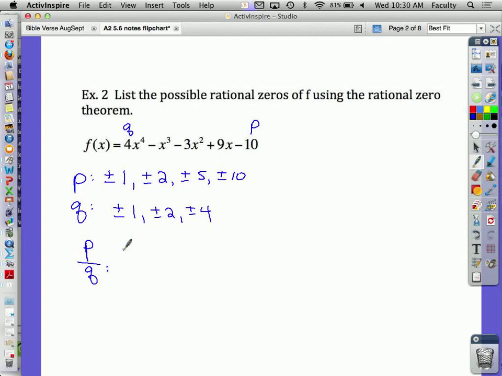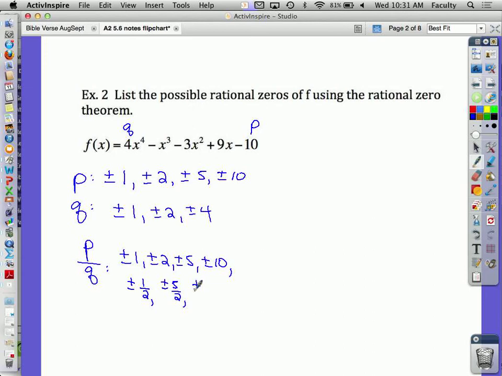So I'm going to take everything divided by 1, which just gives the original list for P. And then I'm going to take everything divided by the 2. So now 1 divided by 2 is 1/2. But what do you know about 2 divided by 2? It's 1. We already listed it, right? You don't list it again. And then I have 5 divided by 2. But what's 10 divided by 2? 5. We already have that.